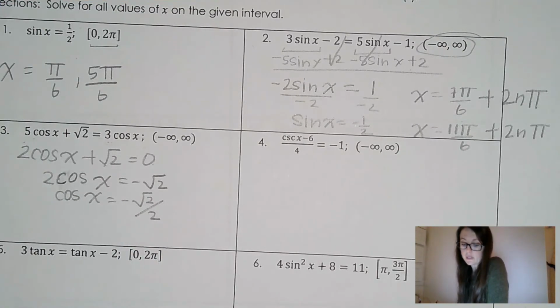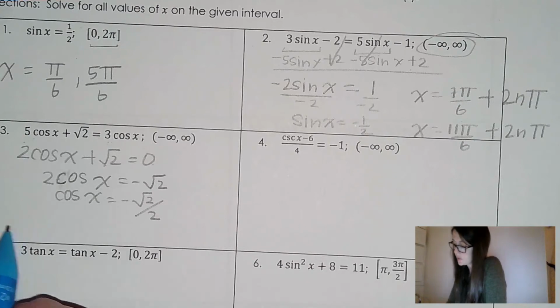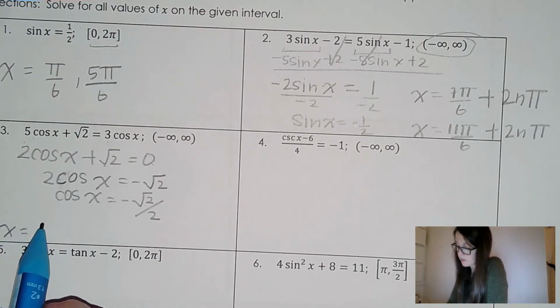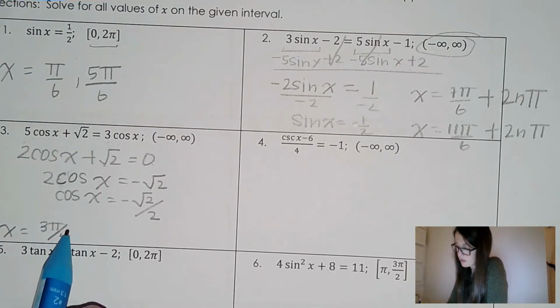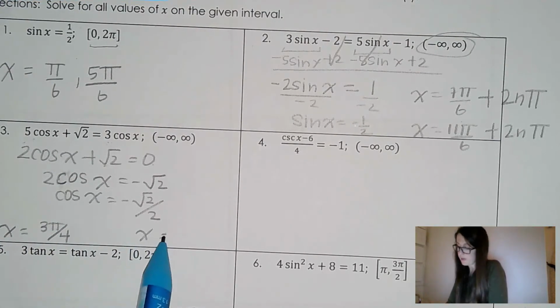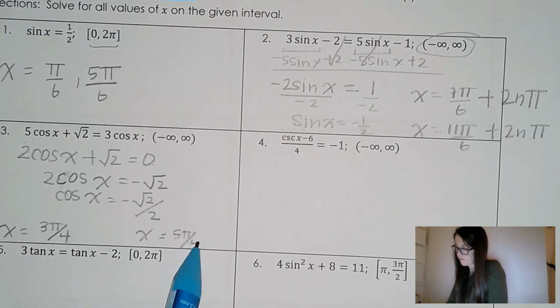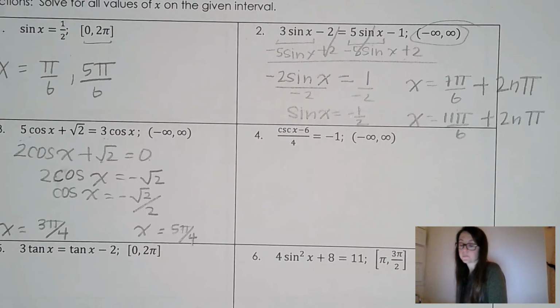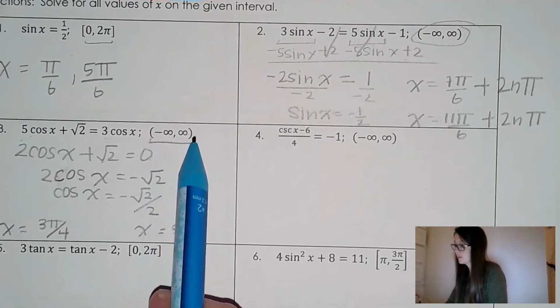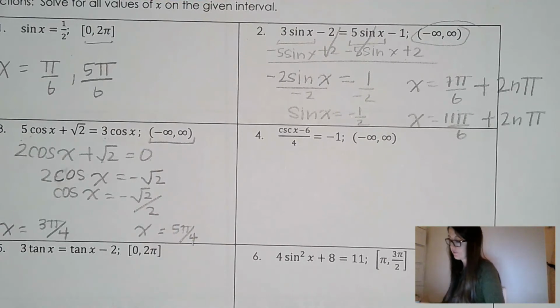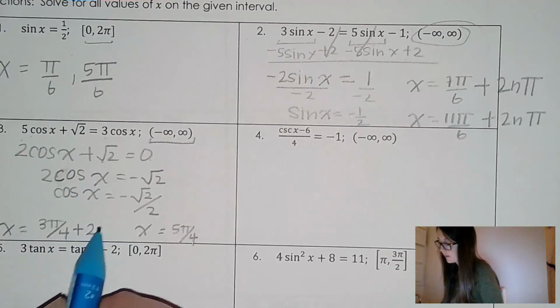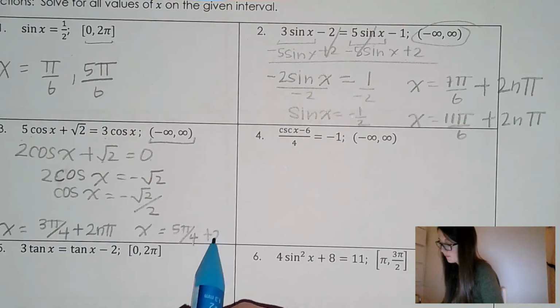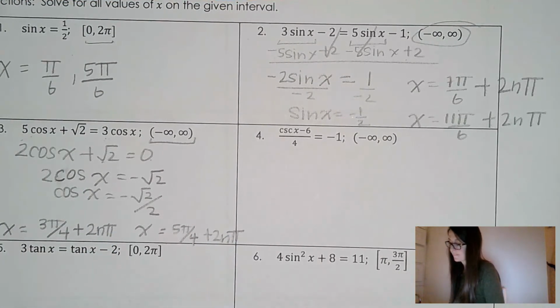So where is cosine a negative square root of 2 over 2? That answer is 3 pi over 4, and then again at 5 pi over 4. The domain here, the values I want, is going to be between negative infinity and infinity. So this is when I am going to add that 2n pi here. Good deal. All right, so let's look at number 4 here.